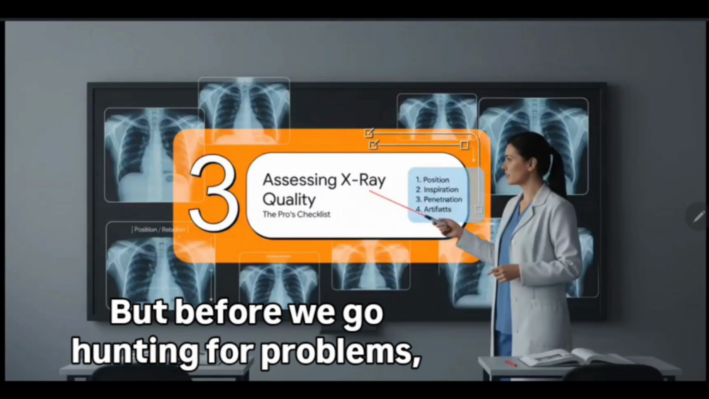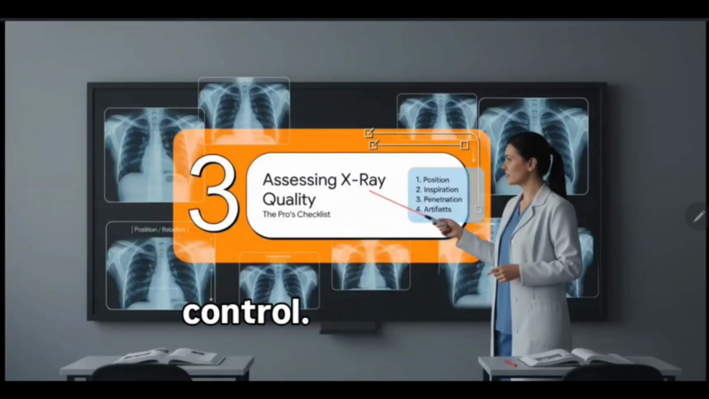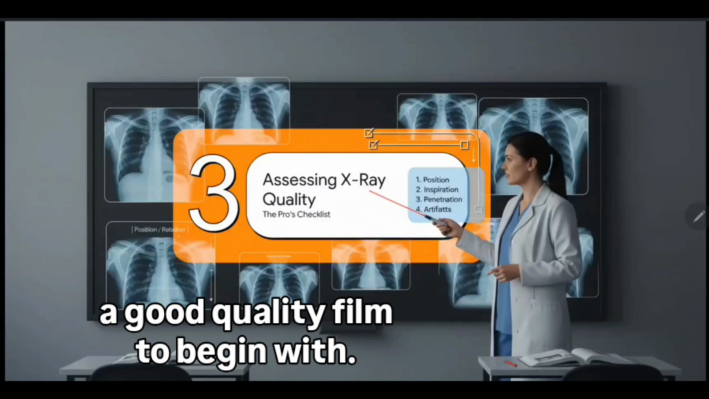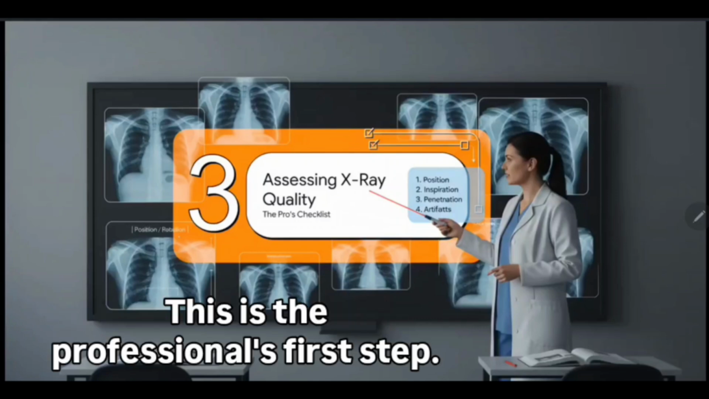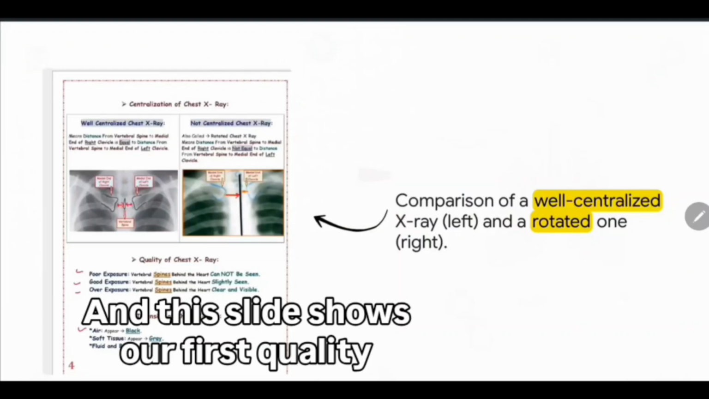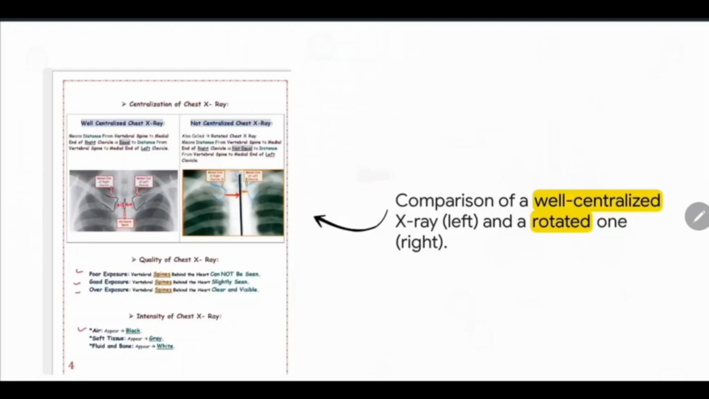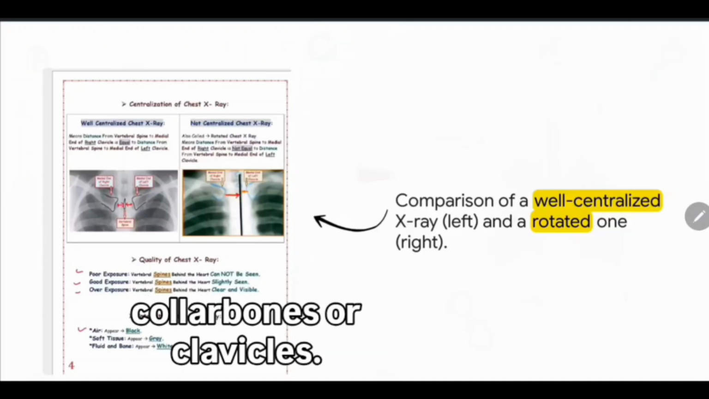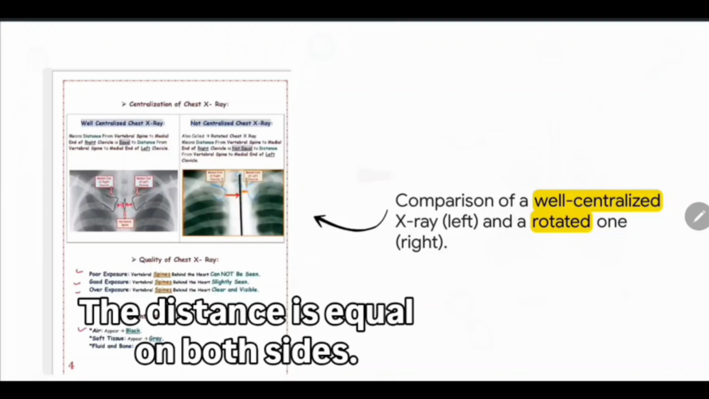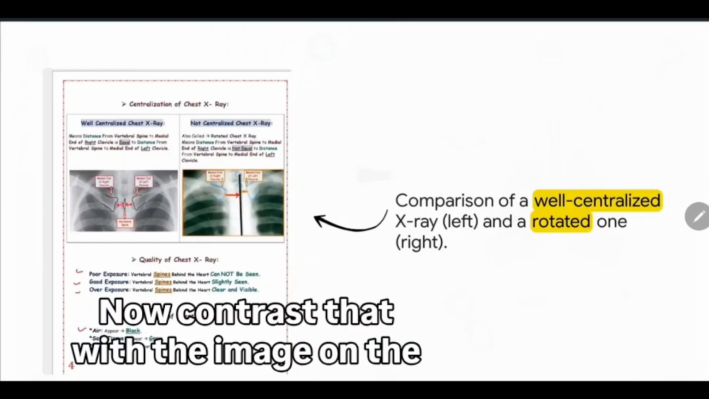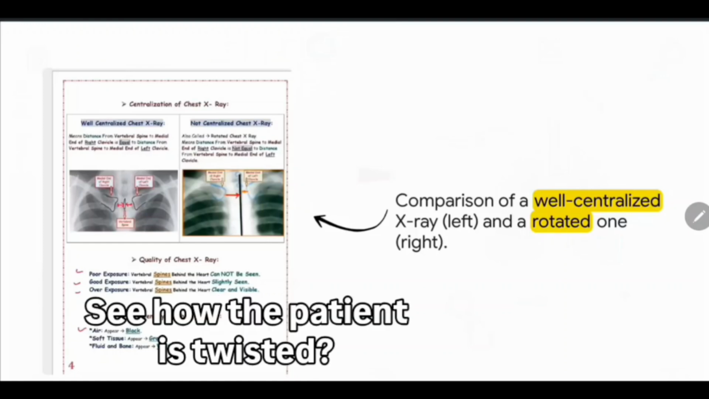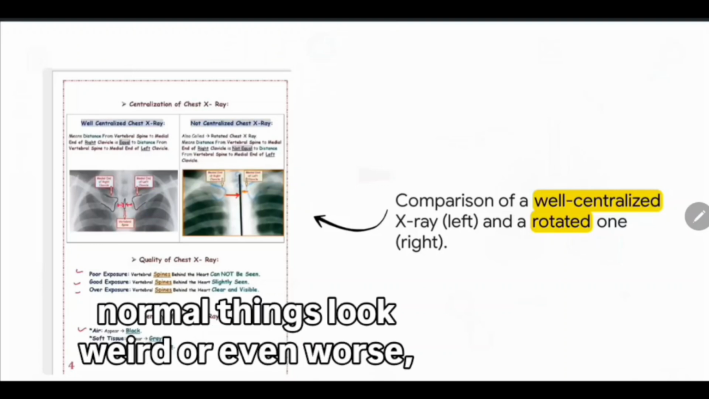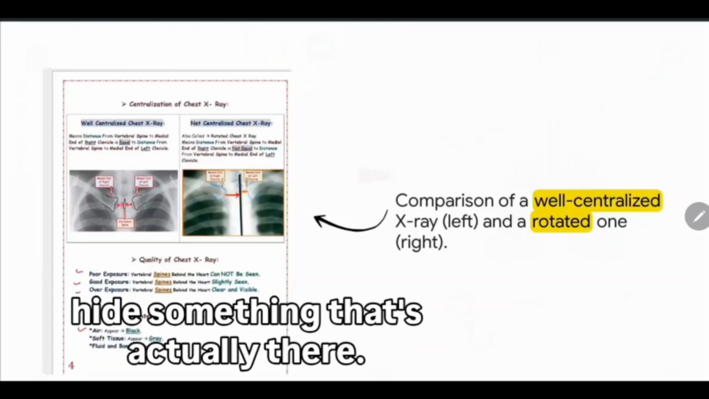But before we go hunting for problems, we have to play the role of quality control. Before you can even begin to interpret an X-ray, you have to make sure it's a good quality film to begin with. This is the professional's first step. And this slide shows our first quality check perfectly: rotation. Look on the left. In a good, well-centered X-ray, the spine is exactly in the middle of the collarbones or clavicles. The distance is equal on both sides. Now, contrast that with the image on the right. See how the patient is twisted? That's a huge problem because rotation can totally distort the anatomy and make normal things look weird, or even worse, hide something that's actually there.